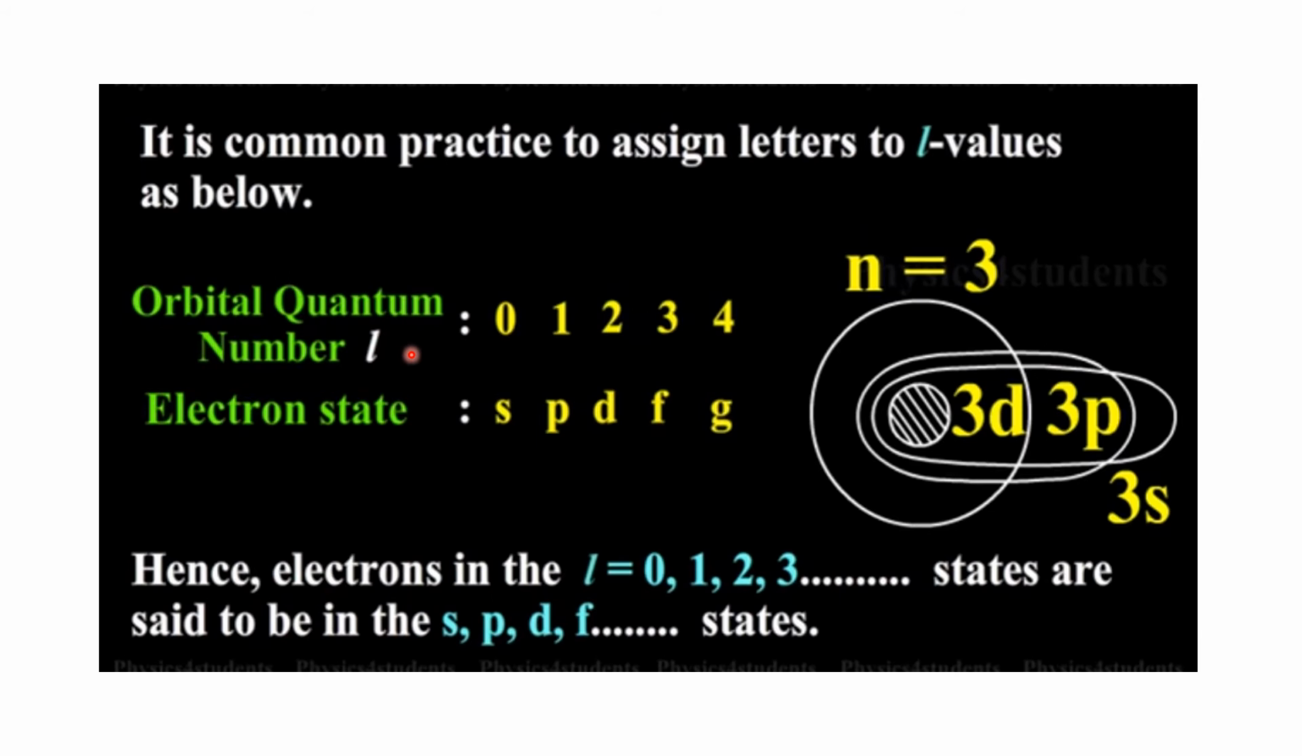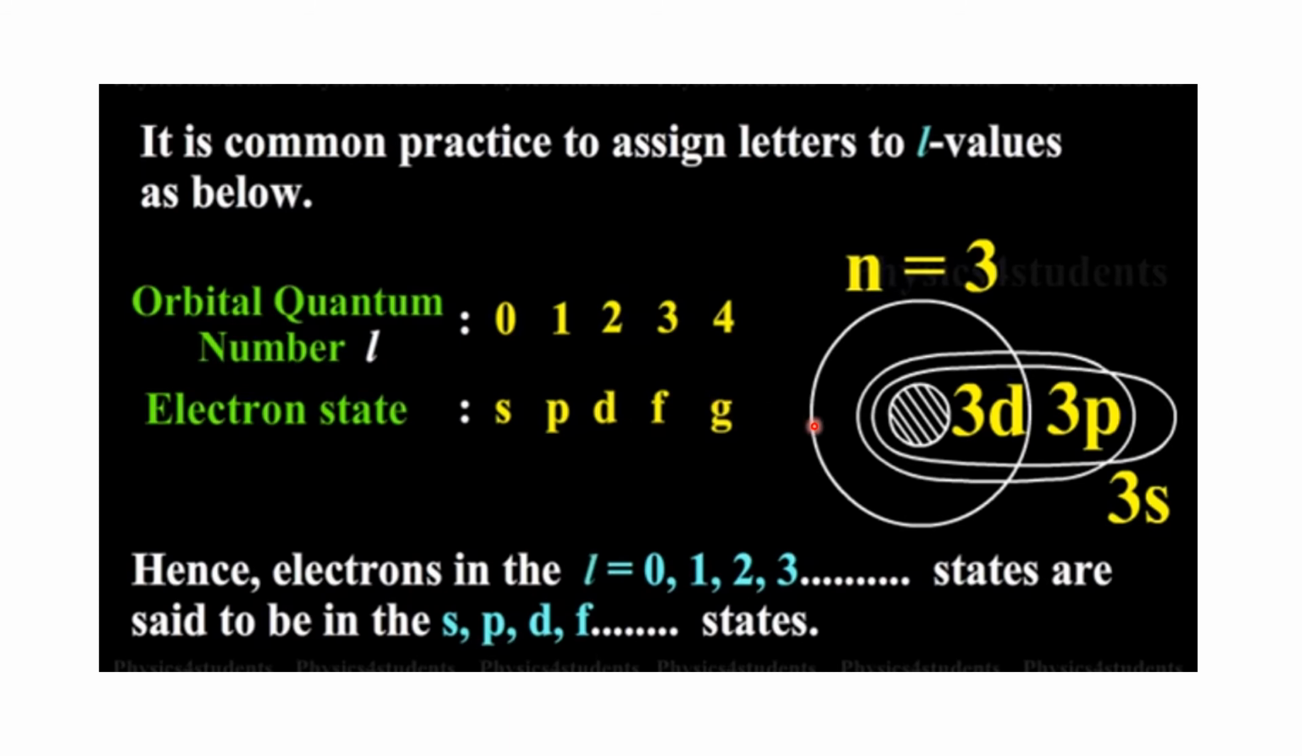So the corresponding azimuthal quantum numbers and their shapes are as follows. If the orbital quantum number L is equal to 0, then it is S. If it is 1, it corresponds to p orbital. If it is 2, then it corresponds to D, 3 to F, 4 to G, and so on.